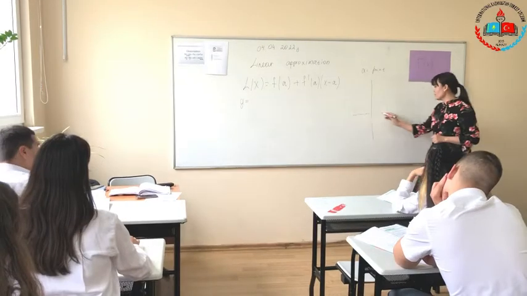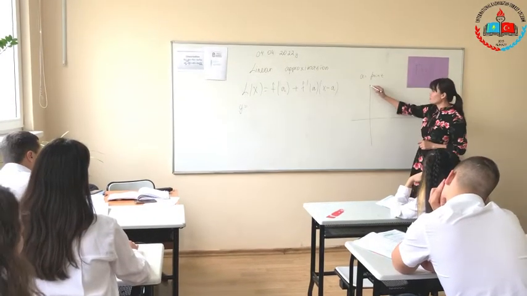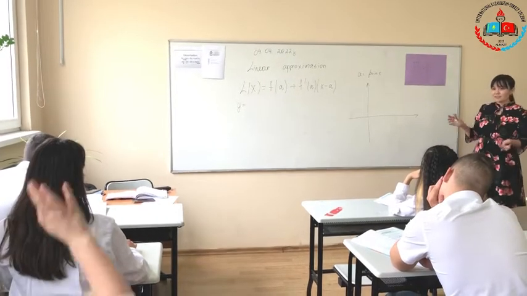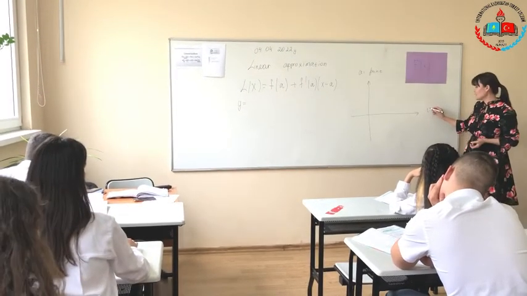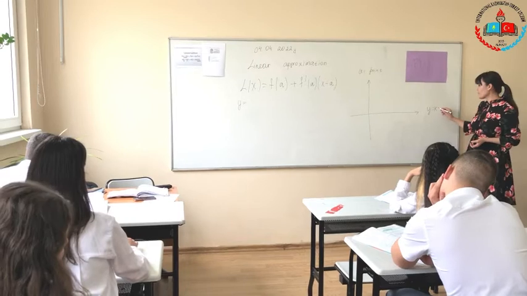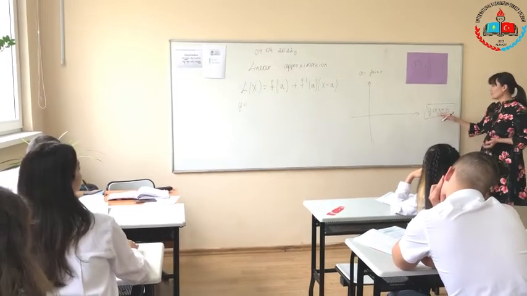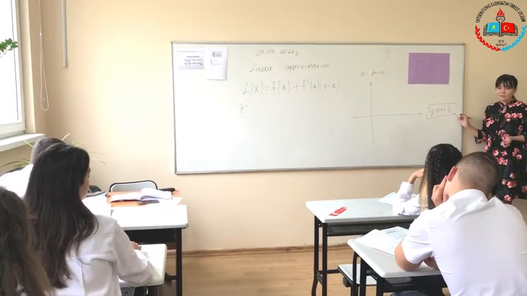It will be a given linear equation. You know this topic from 7th grade. What was the equation of the straight line? Who can tell me? y is equal to kx plus b. Right. Good job, thank you. y is equal to kx plus b, right?